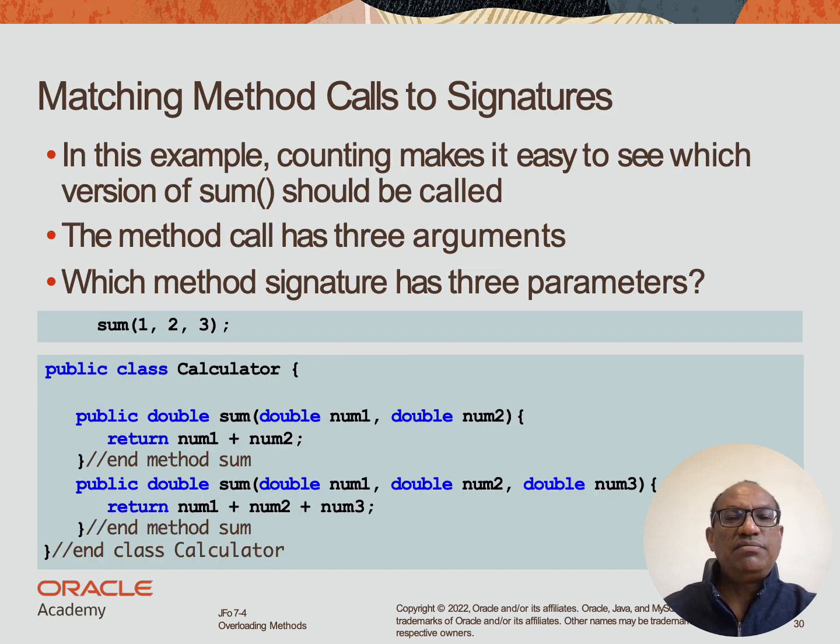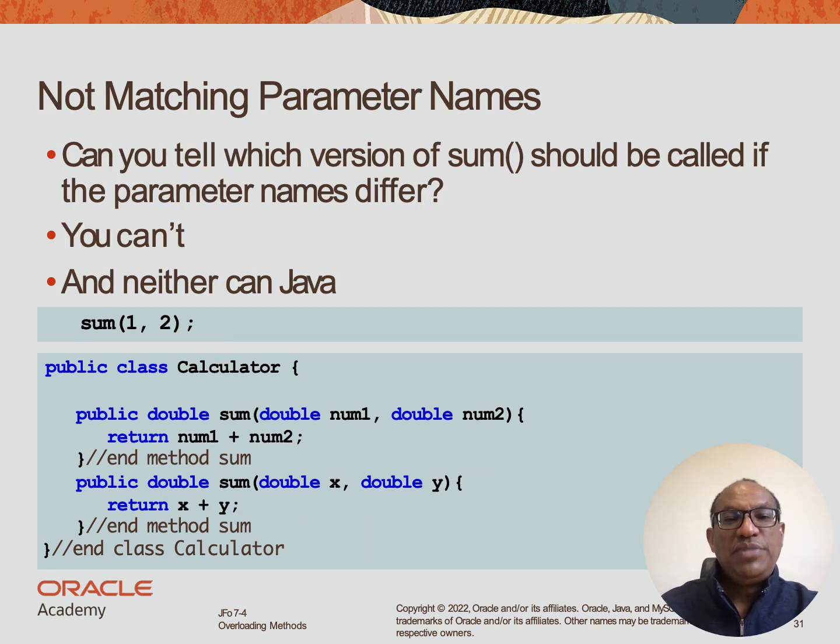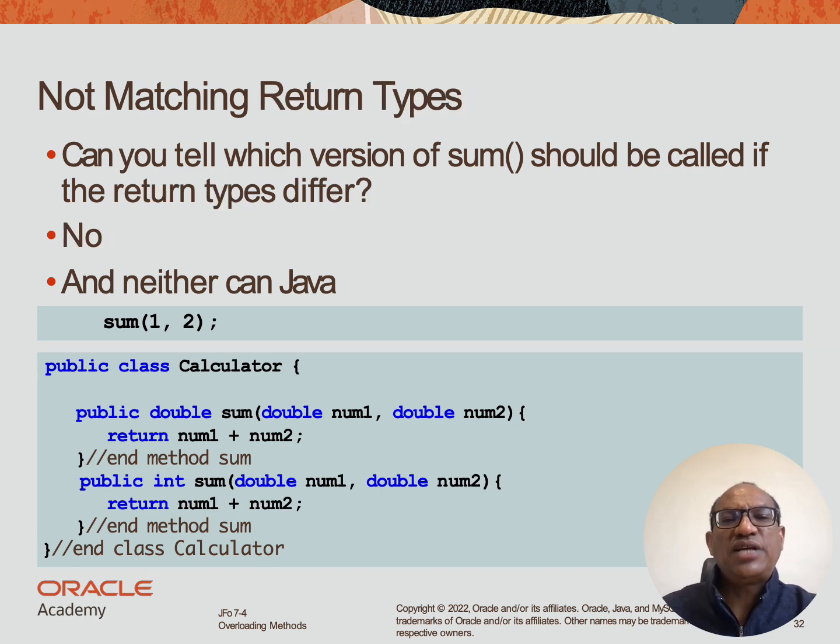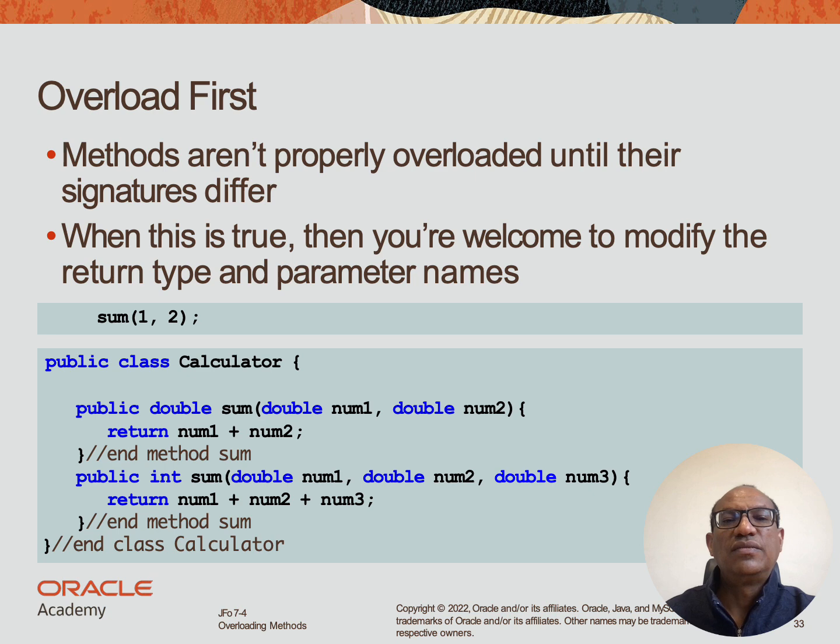So in this case, sum(1, 2, 3), it goes to the version with 3 parameters. Easy for Java to match based on the number of inputs. But what about this? This won't work. Even though the names are different, Java sees the same signature and throws an error. Same deal with return types, still a conflict. Return types don't matter in the signature for overloading. Overload first. Only after the method signatures differ can you change the return type or parameter names.